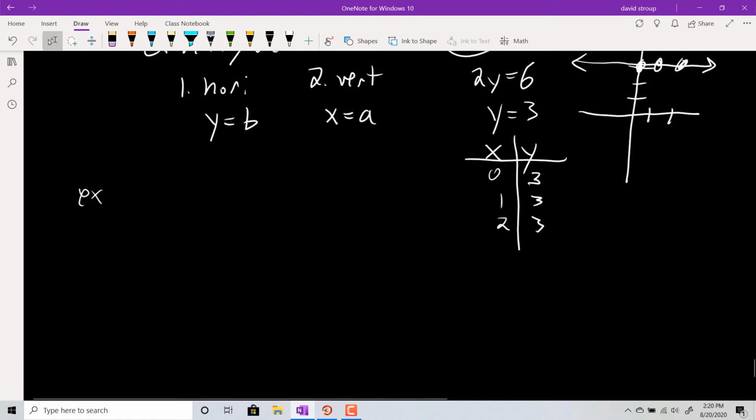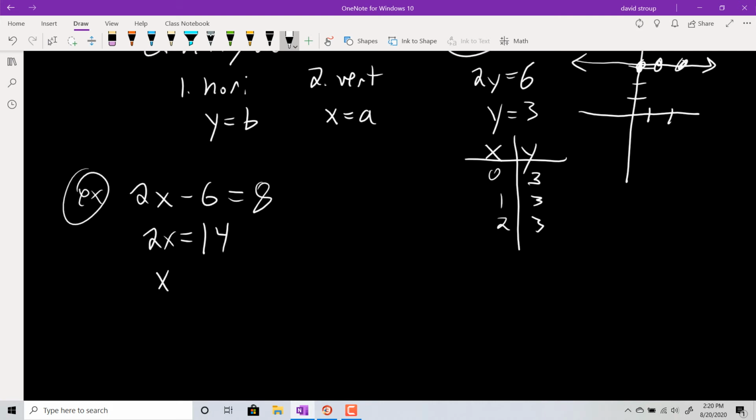So another example. And let's make it so they try to trick you, right? So 2x minus 6 equals 8, right? What is this? It's 2x equals 14, and then x equals 7, right? So on the t-table here, x will always be 7, no matter what y is.